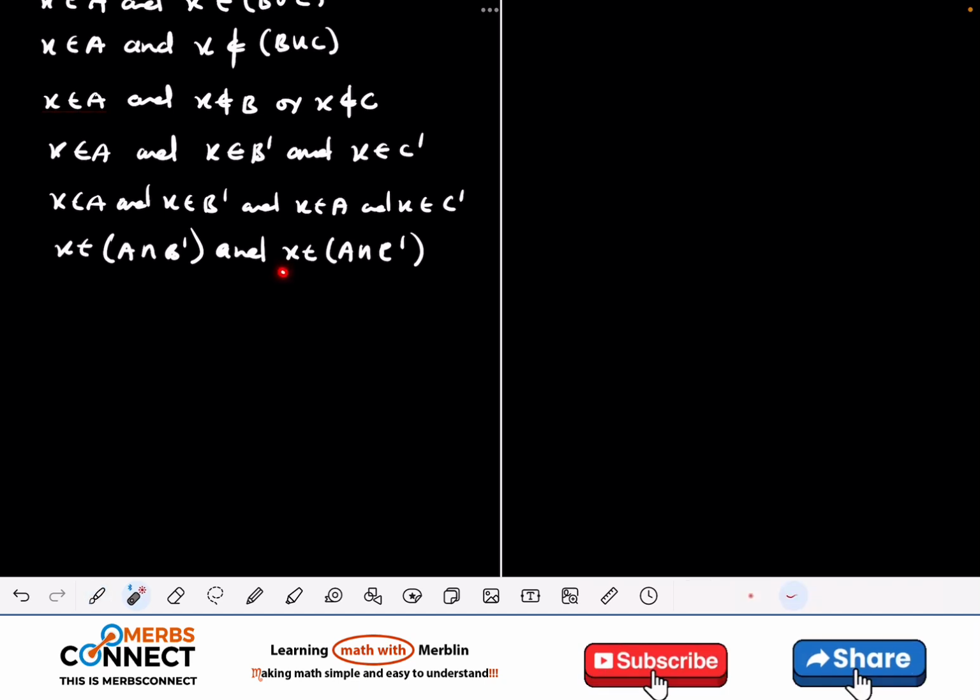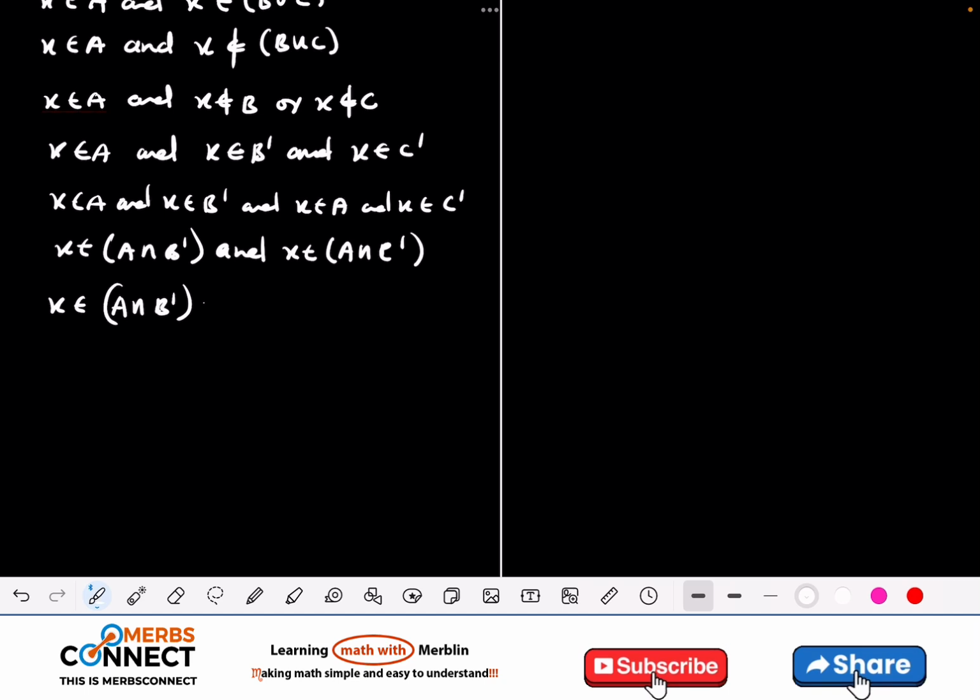Finally, we have this and this here. We can factor it out. So you're going to have X belongs to, then it will be left with A intersect B prime. Then I will change the AND to intersect and then this intersect C prime.